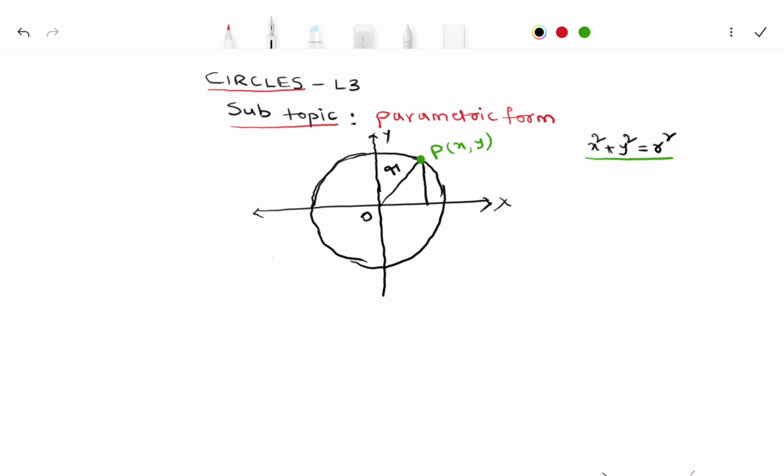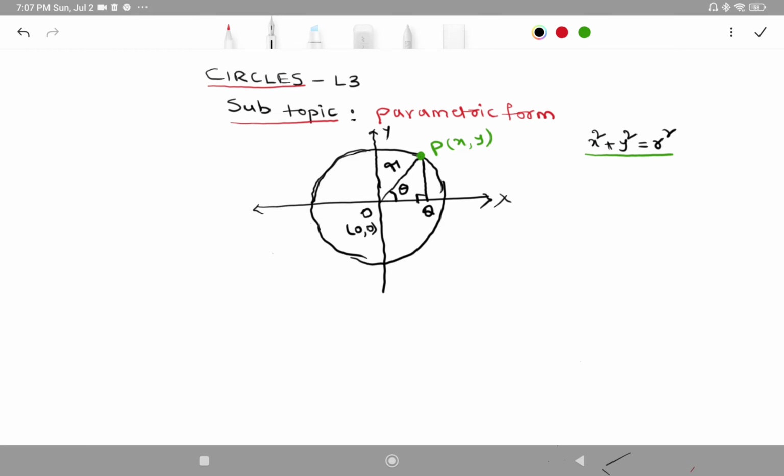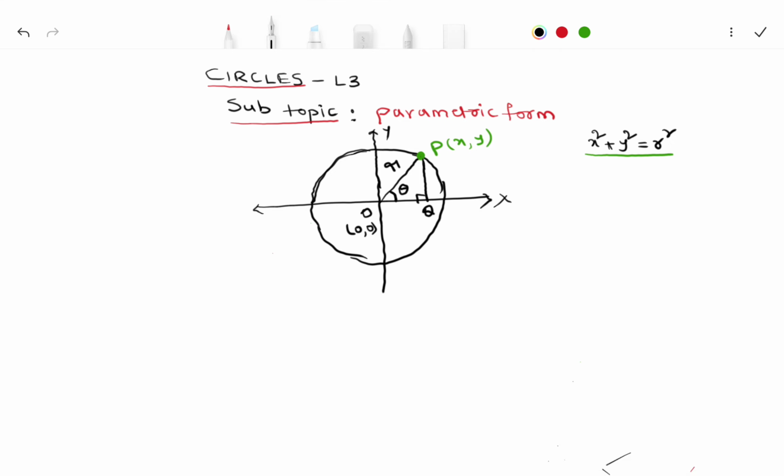From P to the x-axis, this one is Q. Now you know that the origin's coordinates are 0, 0. And let OP make an angle with the x-axis, theta. Here this one is theta. Now if P point coordinates are x comma y, this length will be y and this length will be x.